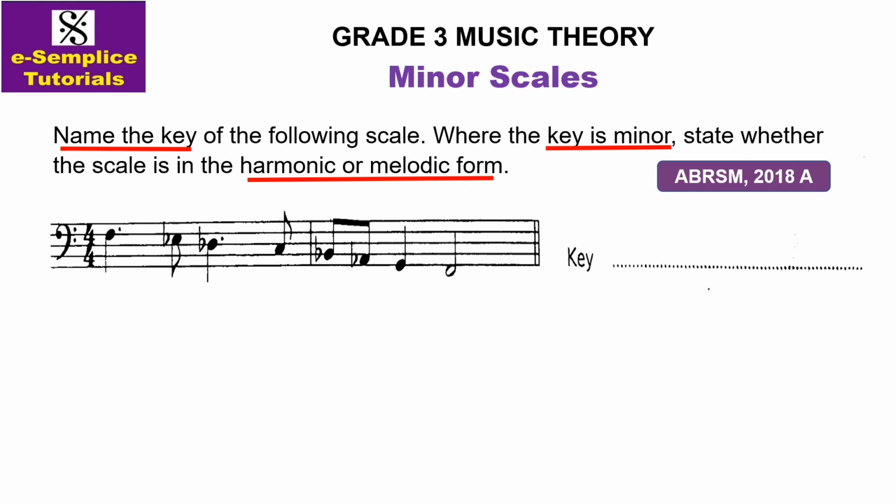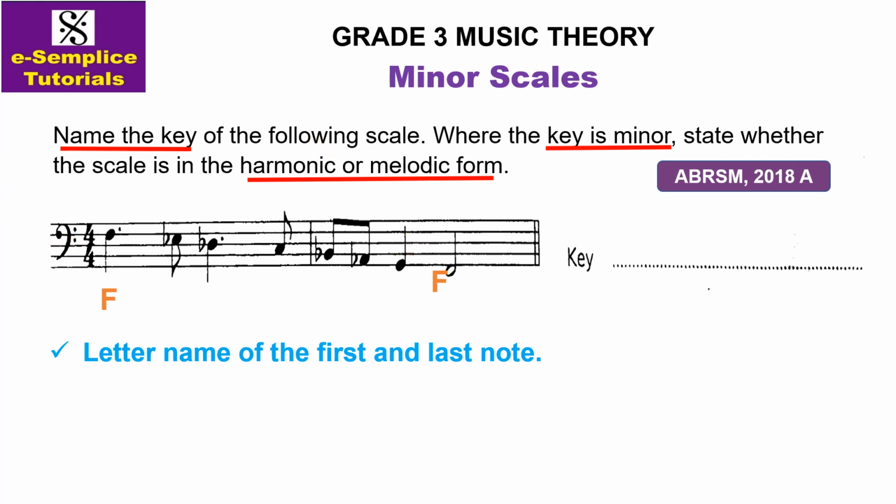Now, how do you resolve a question like this? The very first thing is to write the letter name of the first and the last notes. And here we have F, and the last note is also F. Now, what does this mean? It means whatever the key is, it is definitely going to have F as the starting letter. Now, what next?